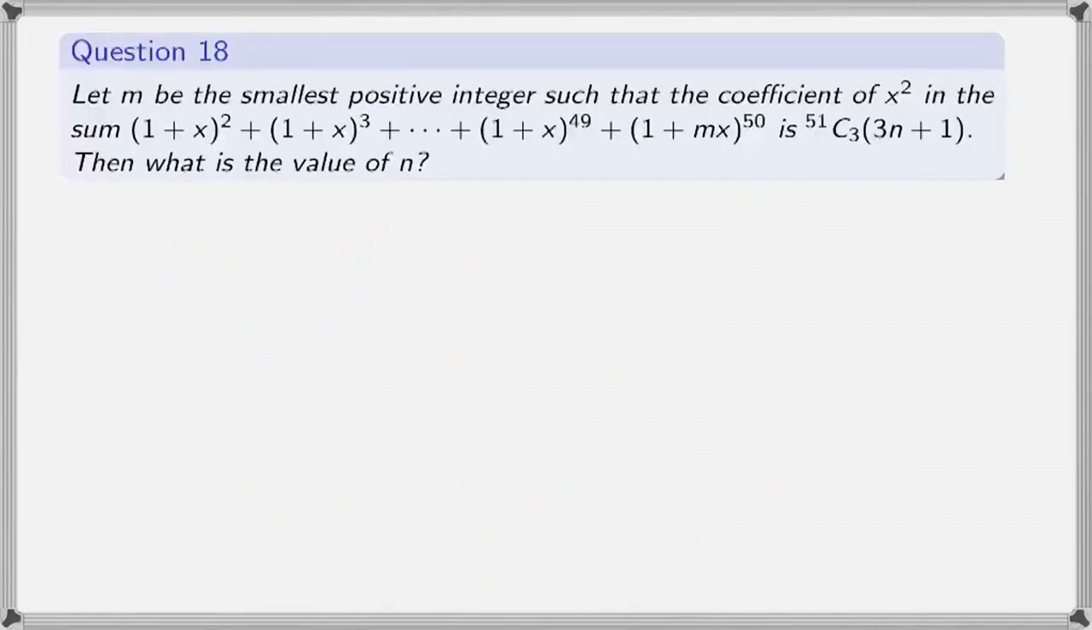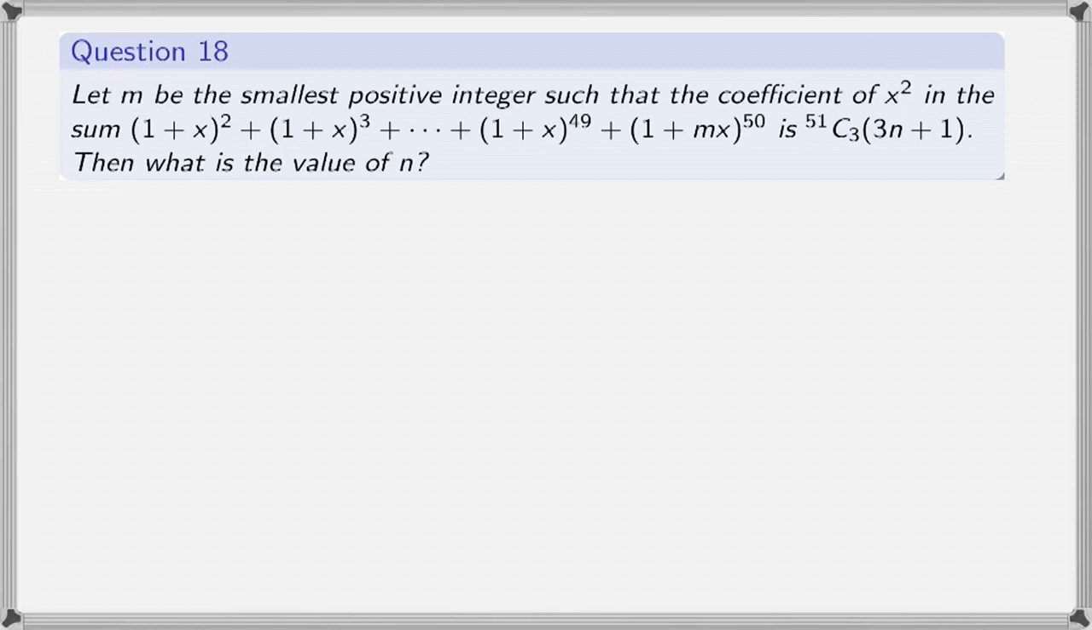In this question we are given m to be the smallest positive integer so that the coefficient of x square in the sum (1 plus x) whole square plus (1 plus x) whole cube plus so on and so forth (1 plus x) whole to the power 49 plus (1 plus mx) whole to the power 50 is 51C3 into (3n plus 1). We shall find out the value of n.